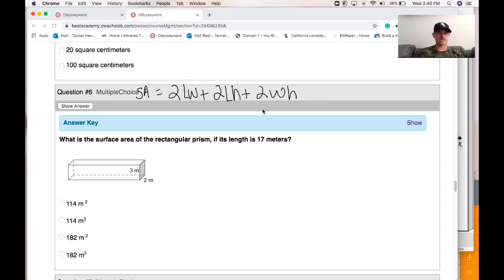For number 6, it says what is the area of the rectangular prism if its length is 17? So our length is 17. So we just plug that in right there. And I want you guys to try this on your own. We're doing the exact same thing as we did last problem and just plug in all these numbers into this formula. You guys can also do the 1 through 6, write it 4 times, whatever you prefer.